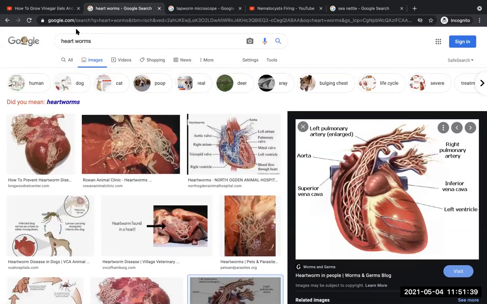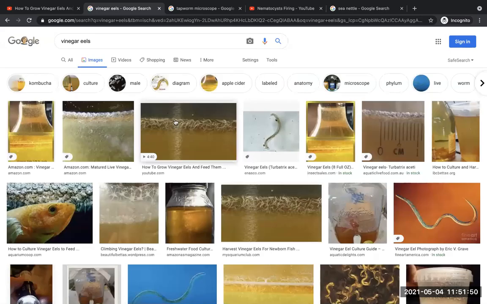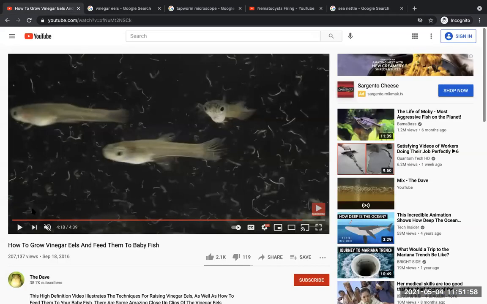Also, I was looking at vinegar eels. So vinegar eels, you can grow them in vinegar, like apple cider. And then some people feed them to their fish. Those are vinegar eels. So I was looking at this.